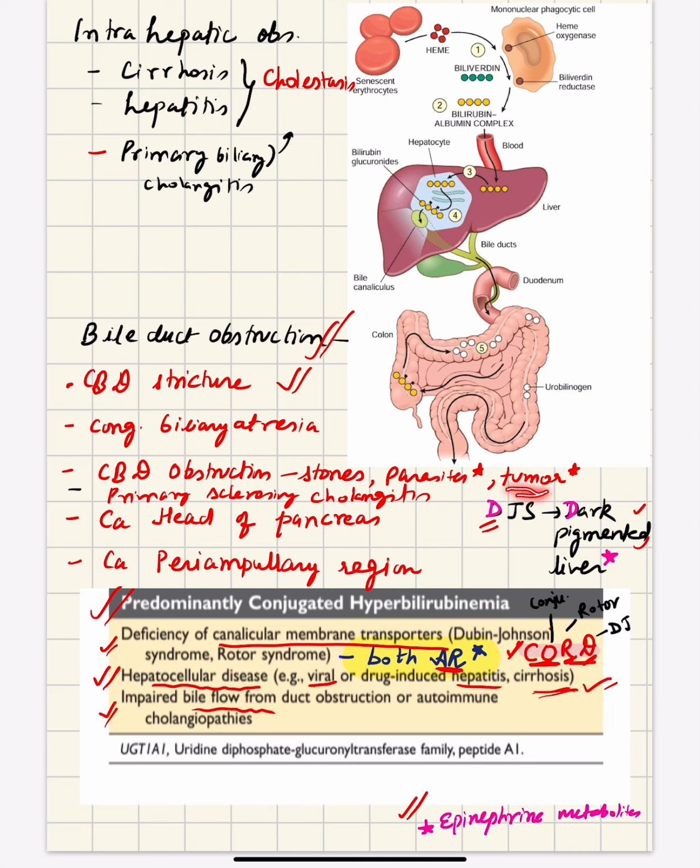Then there can be tumor like cholangiocarcinoma. Then a condition like primary sclerosing cholangitis, which is an autoimmune condition affecting the extrahepatic bile ducts, can again cause inflammation and fibrosis in the bile duct, causing the obstruction. Then carcinoma of the head of pancreas, carcinoma of the periampullary region.